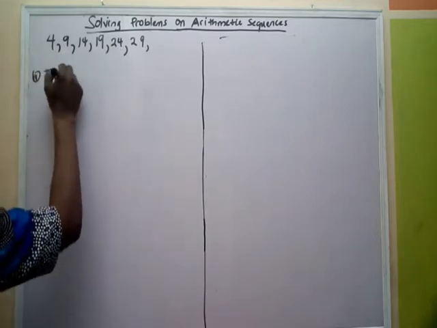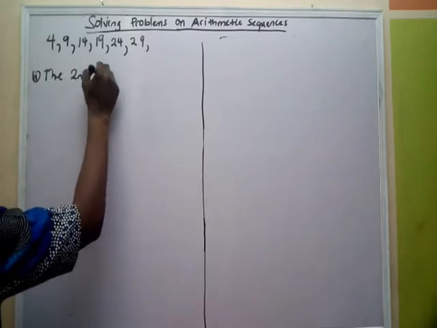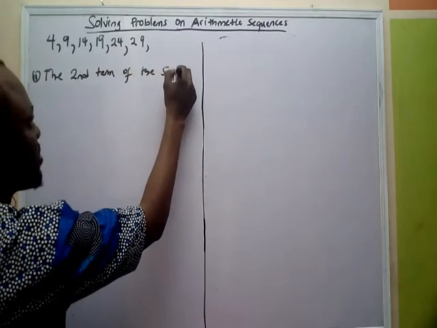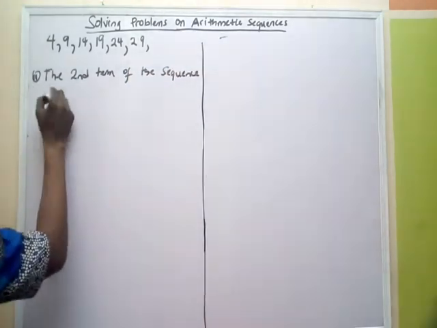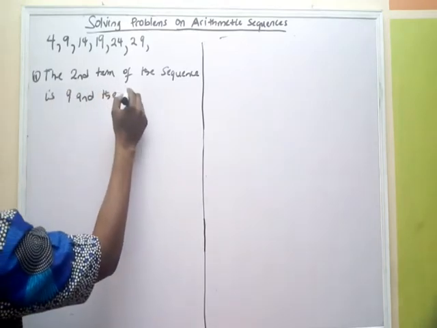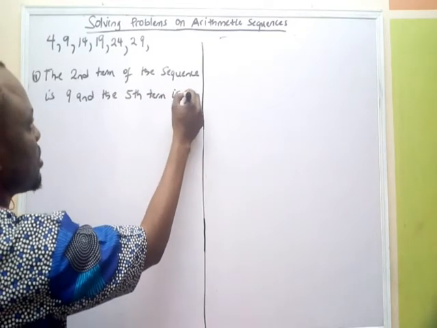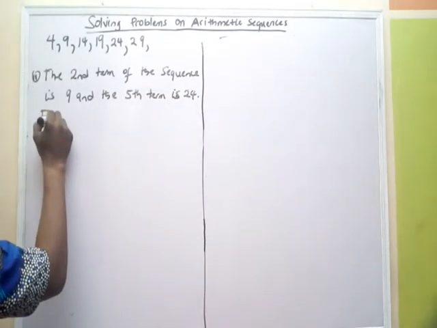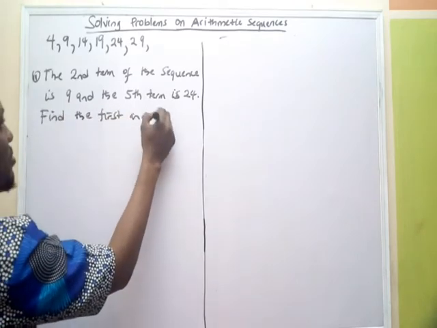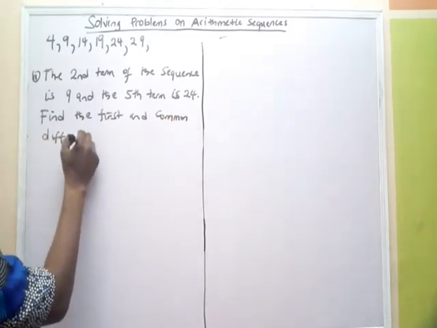Let me write the second term of the sequence is 9 and the fifth term is 24. Find the first term and common difference. Alright, so let's do this quickly.